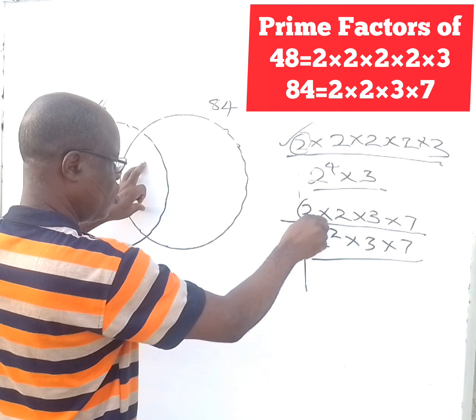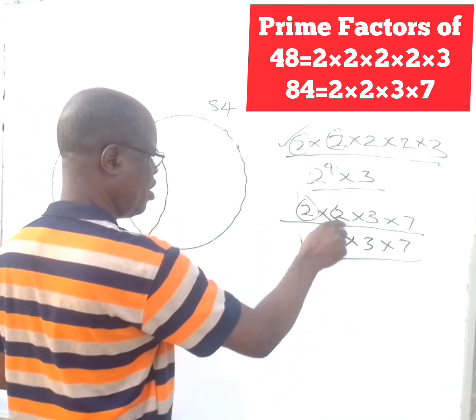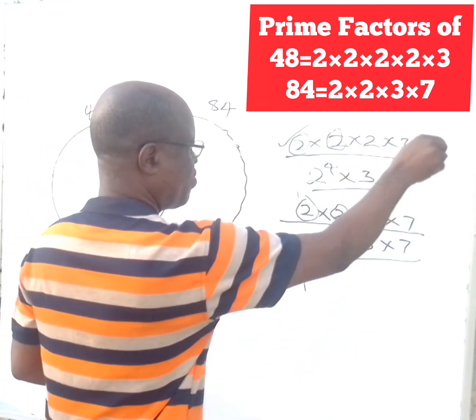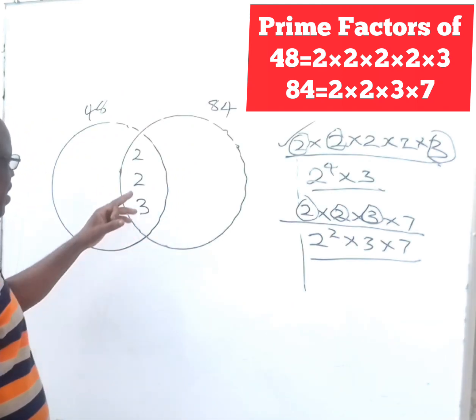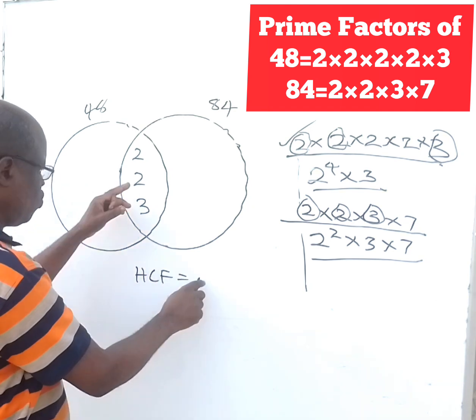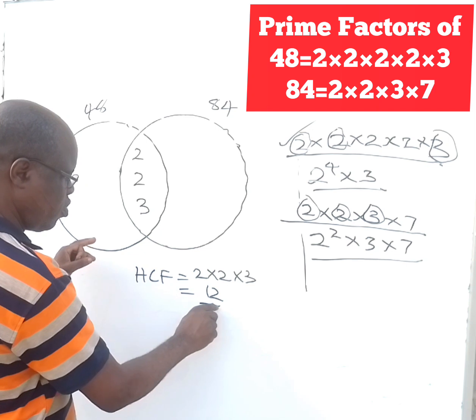So you begin to now say, okay, what is common here? 2 is common to the 2, so you put your 2 here. This 2 also is common here, you put your 2 here. Then 3 is common, you put your 3 here. So here you have the HCF equal to 2 times 2 times 3, which is 12.